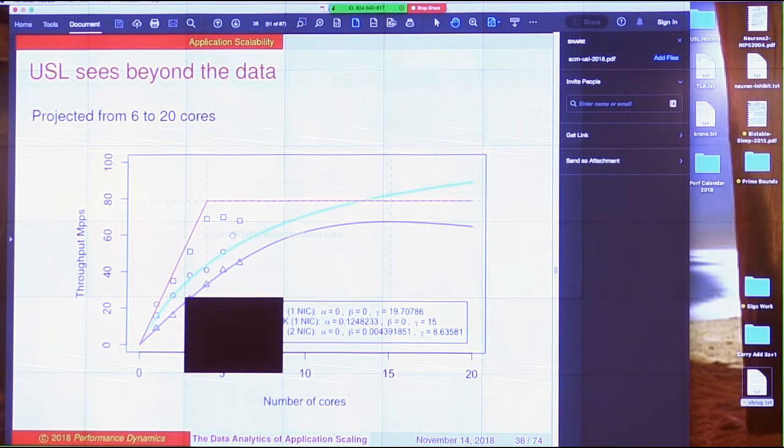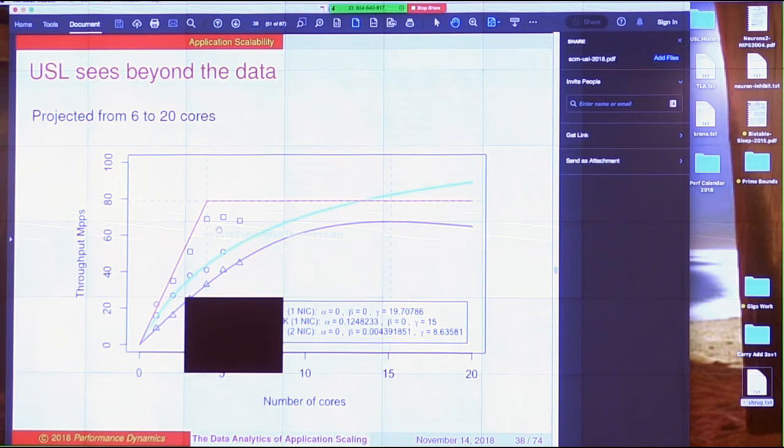Actually, if I was talking to him, I would say, I'd like to know why those data are where they are. Could they need to be a bit closer to the USL curve, the orange curve? That might be something that he would go away and look at, and then we both learn something new.